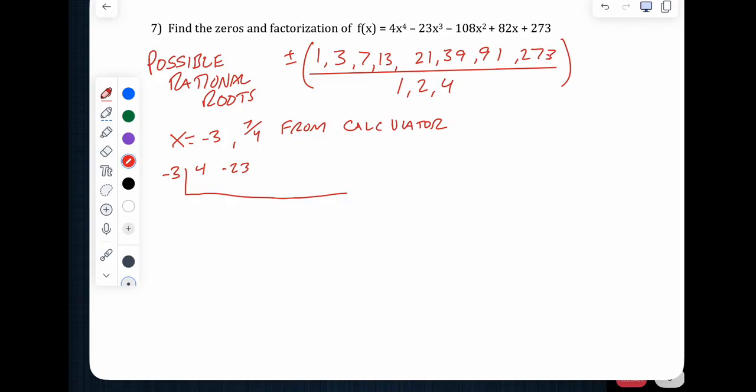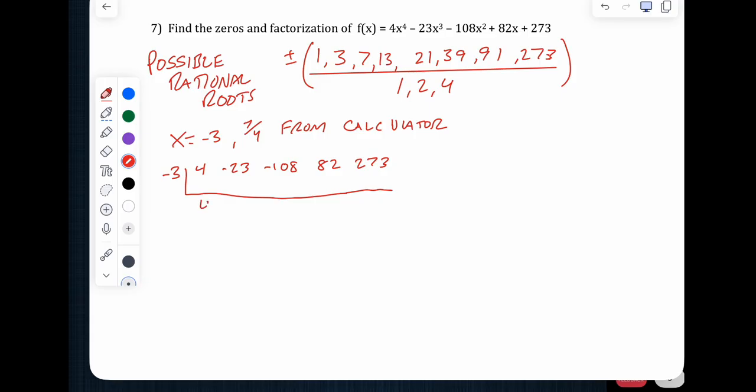And I'm doing 2 things at once here. I am confirming that they're zeros, but I'm also taking this thing apart. I'm factoring it. Because we're supposed to do 2 things: find the zeros and factoring. I need to take it apart to find those other zeros that I don't have at all. So I add down, multiply, add down, multiply. If the remainder is not 0, either your synthetic division is wrong or you got the wrong number.